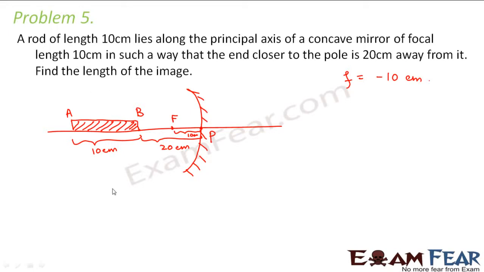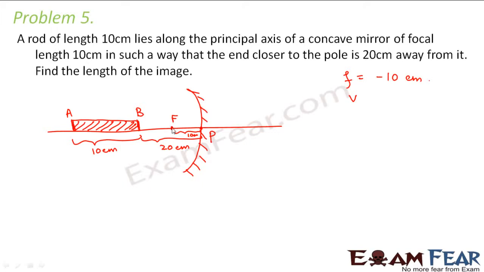Now, what is the distance of the object? We have to calculate the length of the image. Let us look at it this way. We will consider A as one object and B as another object, and see how we are able to find the image for A as well as B respectively.